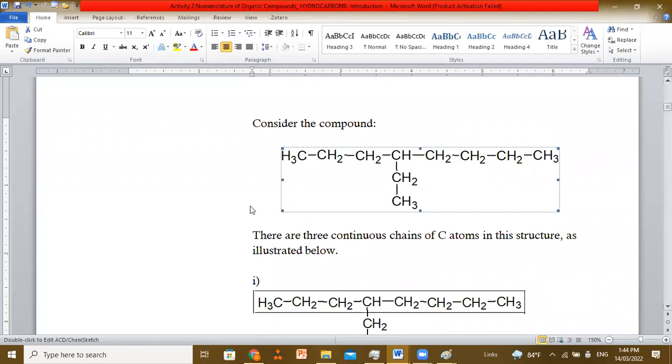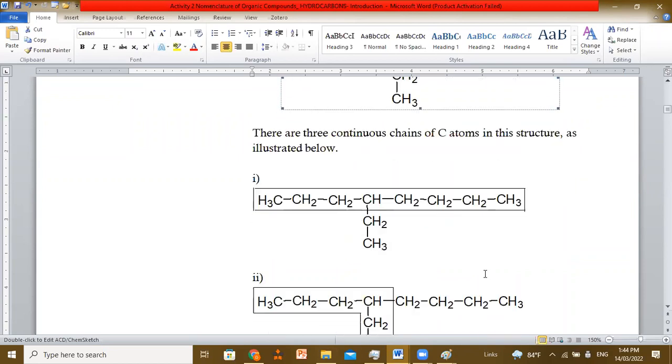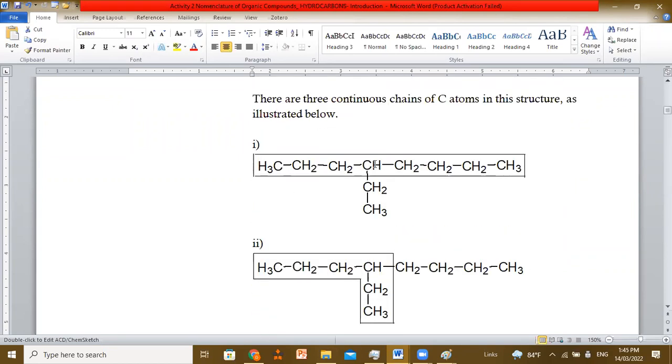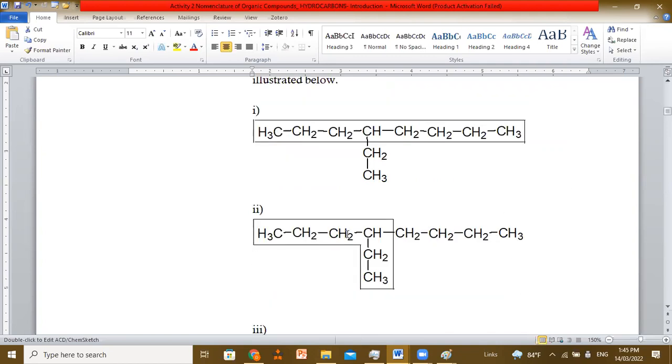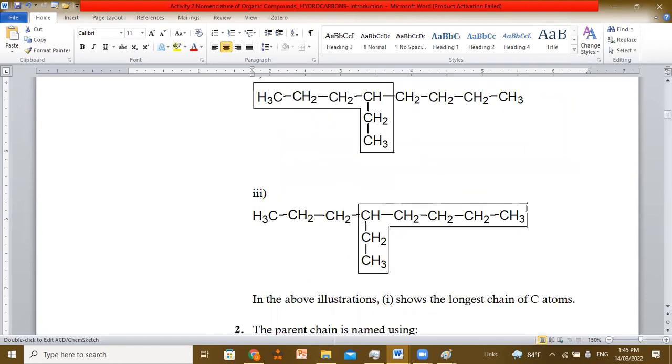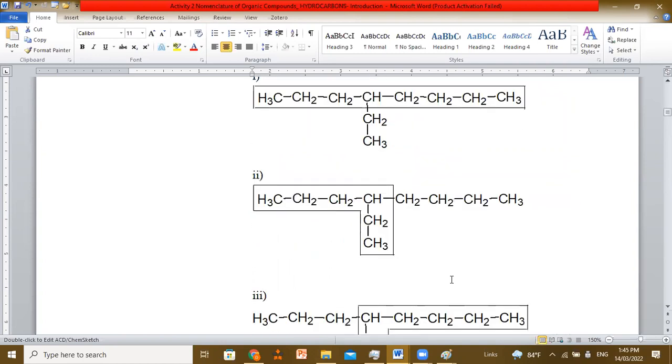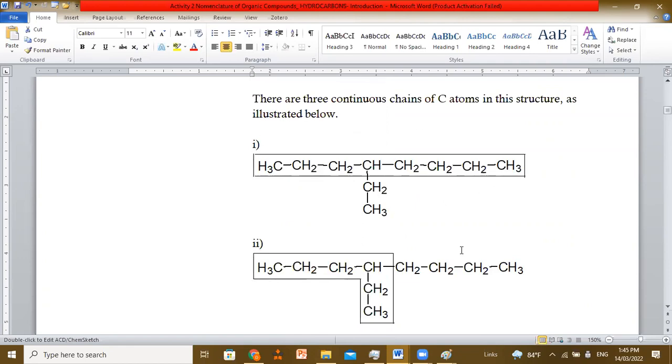Okay, so the question now is, which direction did you count where you have the longest continuous carbon chain? Is it the straight, the branching on the left, or the one branching on the right? You have 9 here: 3, 4, 5, 6, 7, 8, 9. And you have 3, 4, 5, 6, that counting, or 7 on the other. And you can see that the longest continuous carbon chain is the first one, the I.